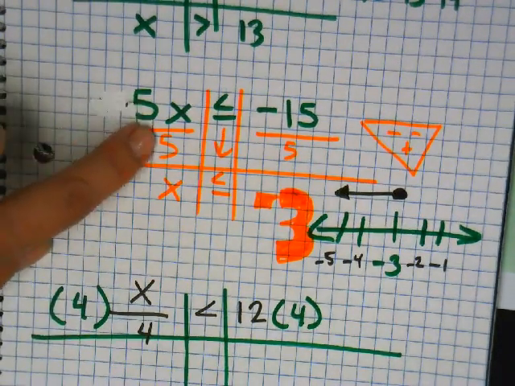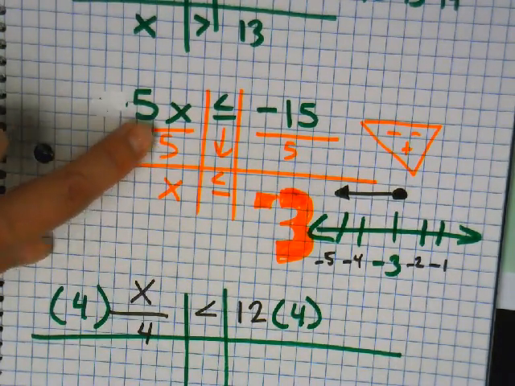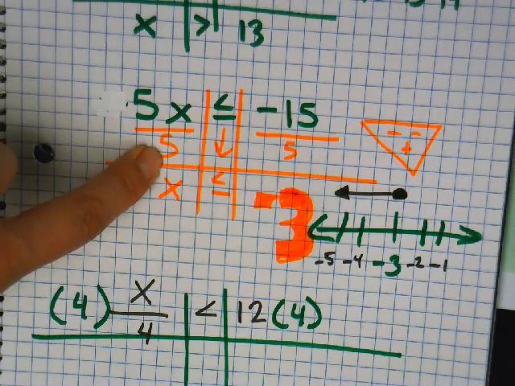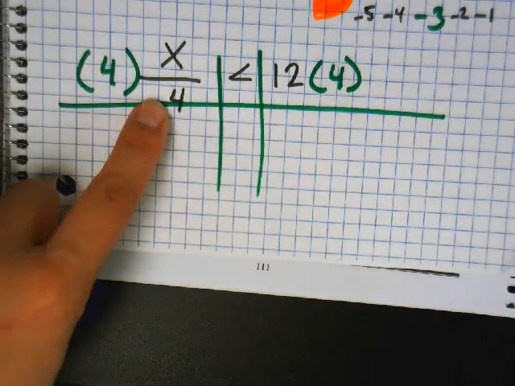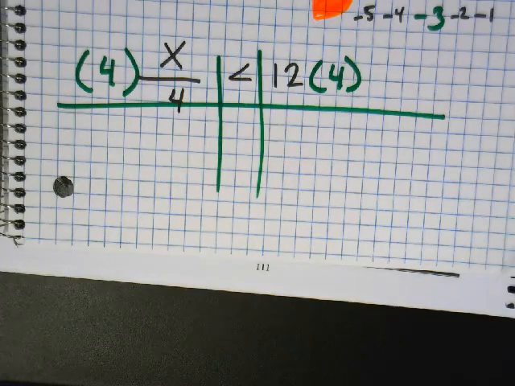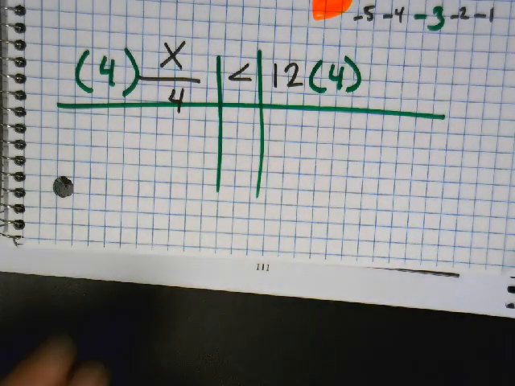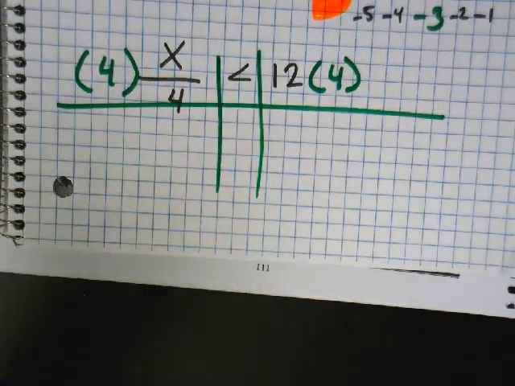You know how we divided by 5? What's 5 divided by 5? 1. So you're left with 1x, which is just x, right? Here, this would equal 1x. Yesterday, we wanted it to equal 0, right? X plus 0, get rid of the 0. When it's multiplying and dividing, we want it to equal 1.